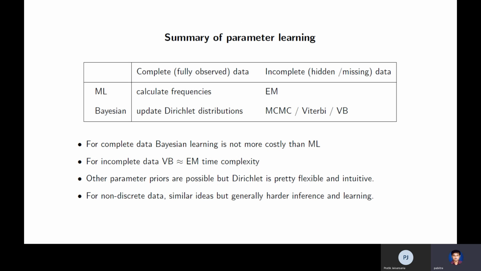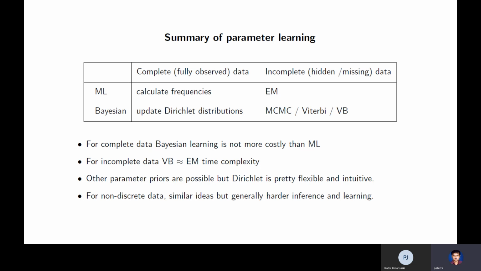So here is a summary for parameter learning. If you have fully observed data, no hidden variables, the maximum likelihood estimate of the conditional probability table is just the relative frequencies.